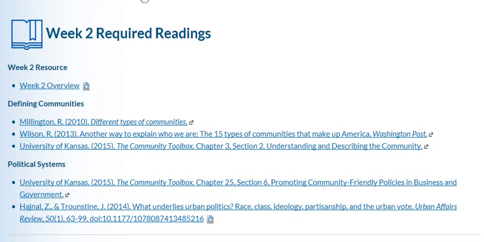Readings. There is a reading that defines different types of communities. And in the Millington article, that article talks about 5 different kinds of communities that are organized by interest, action, place, which is often how we think about community, practice, and circumstance. The Wilson article lists 15 types of communities that make up America.